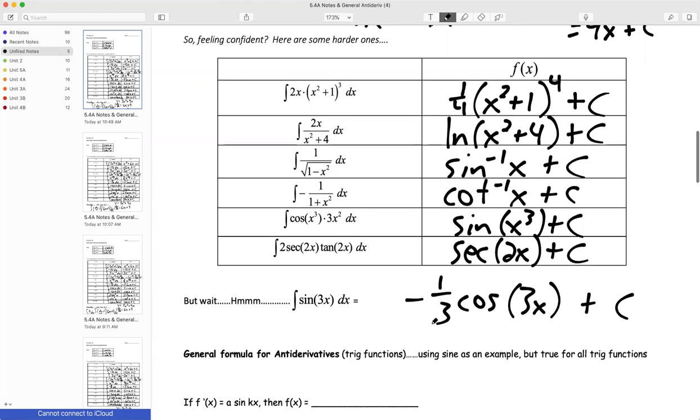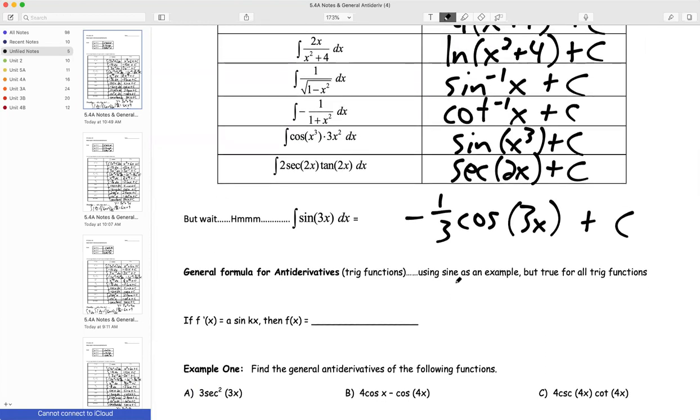So here's a general formula for antiderivatives with trig functions. We use sine as an example, but it is true for all. If my derivative is something times sine of kx, the antiderivative is going to be negative cosine of whatever that is, divided by whatever the coefficient is of what's inside. So let me do an example there, and I think it will be clear.